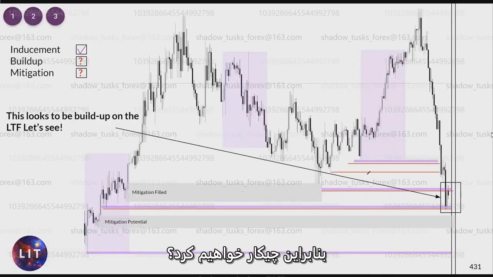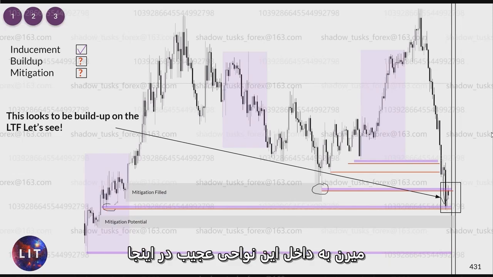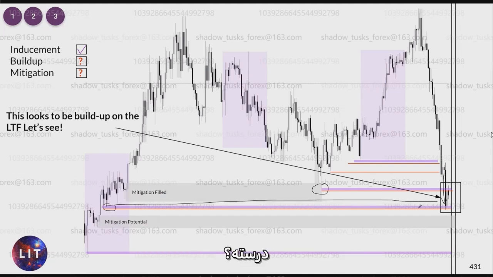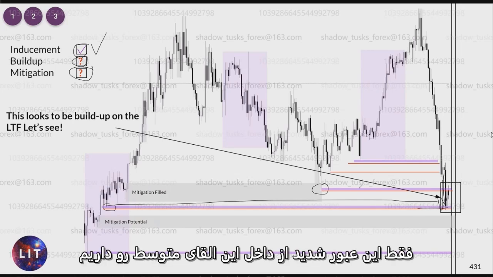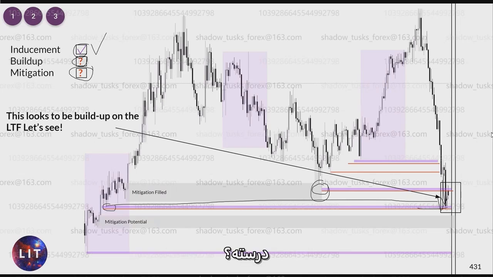So what we will do, as you see, they're getting the medium inducement with speed into this weird area in here, right? So we're having an inducement. We can check the inducement. But do we have a build-up yet? No. Do we have a mitigation? No. We're just having this smash through this medium inducement. It's not enough for reversal anytime close, right?